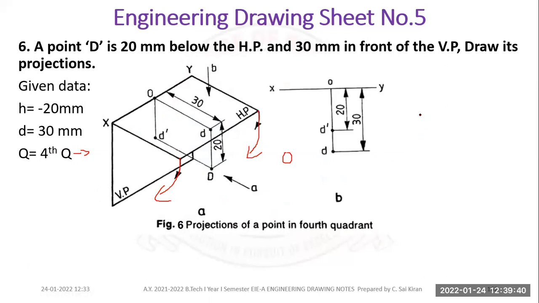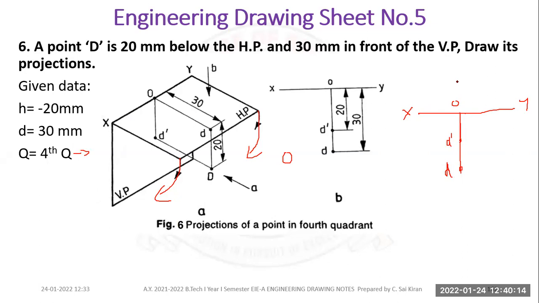First you have to draw the XY line. H is not 0 and D is not 0, so that's the reason you have to write the center O. First take the H distance. H is negative, so -20. With respect to H distance, you will get the front view, which is D dash. And with respect to D distance, you will get the top view, which will be the small letter.